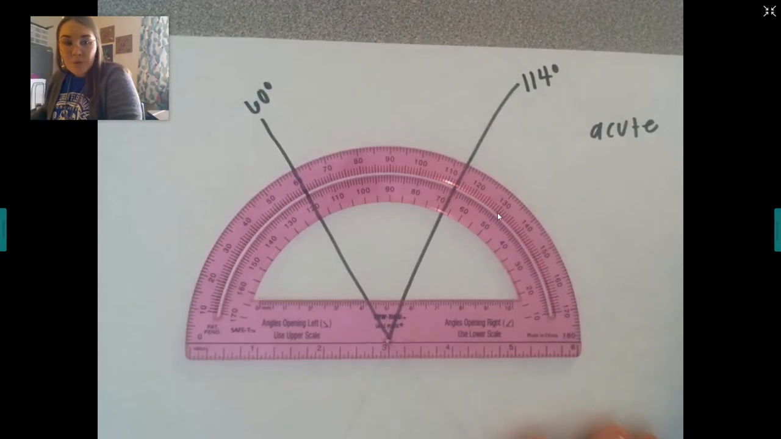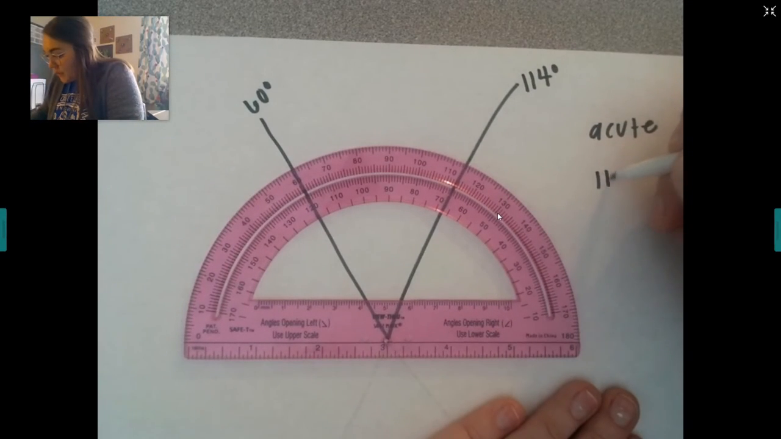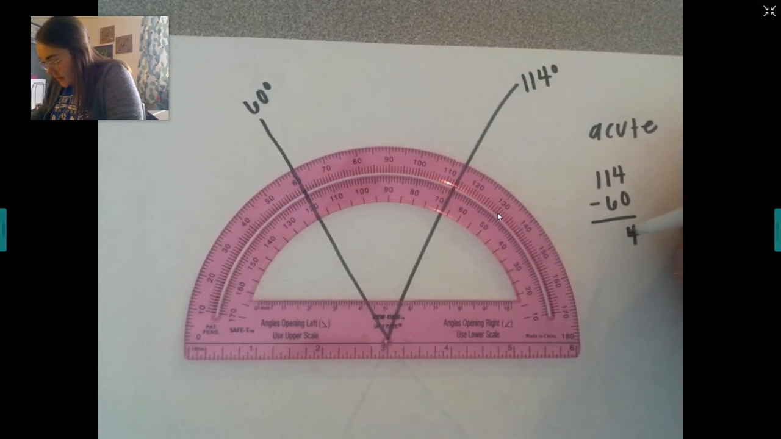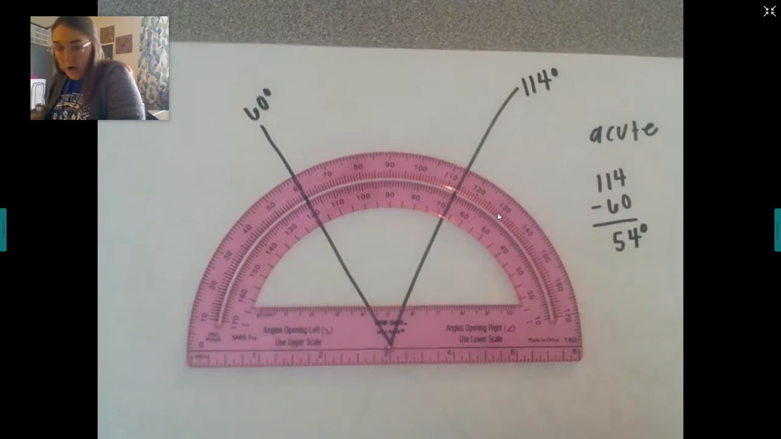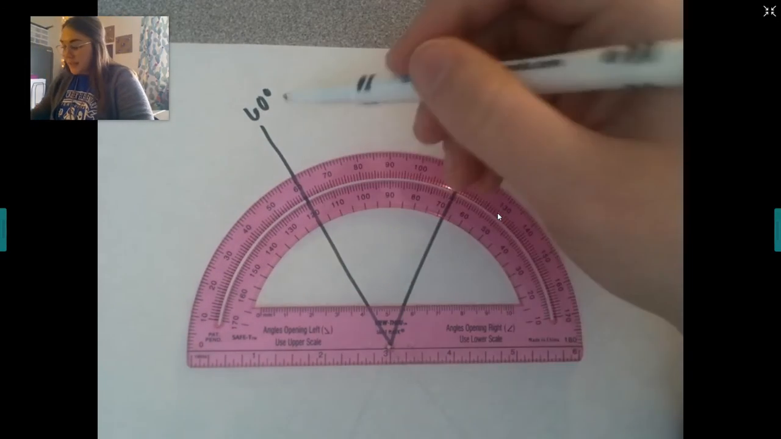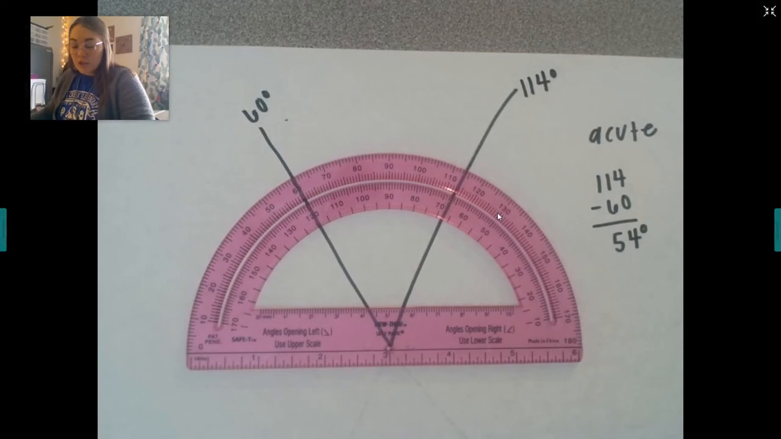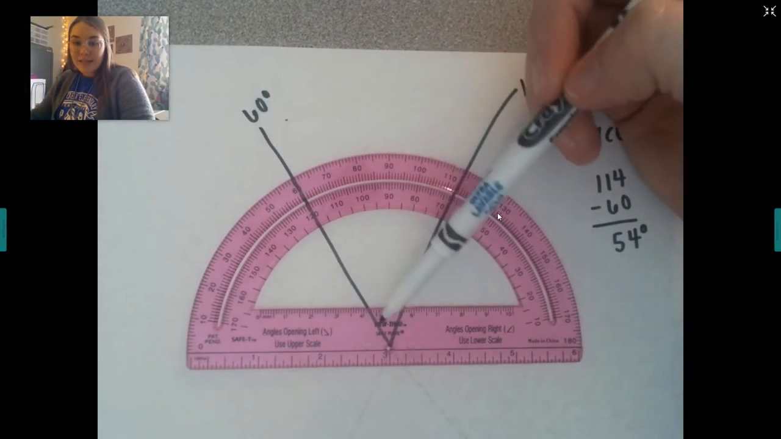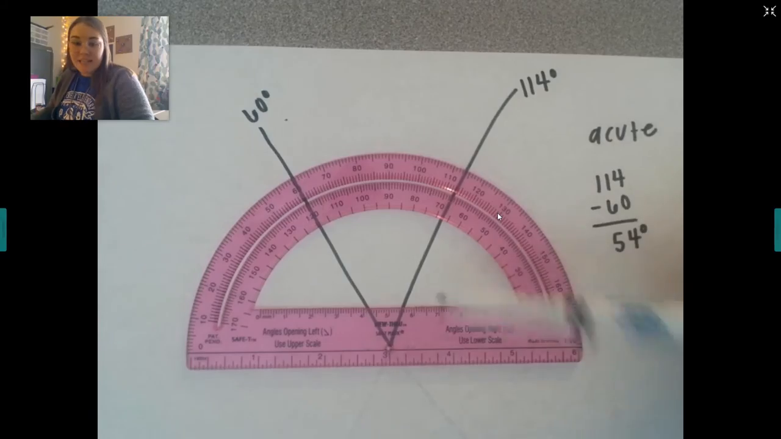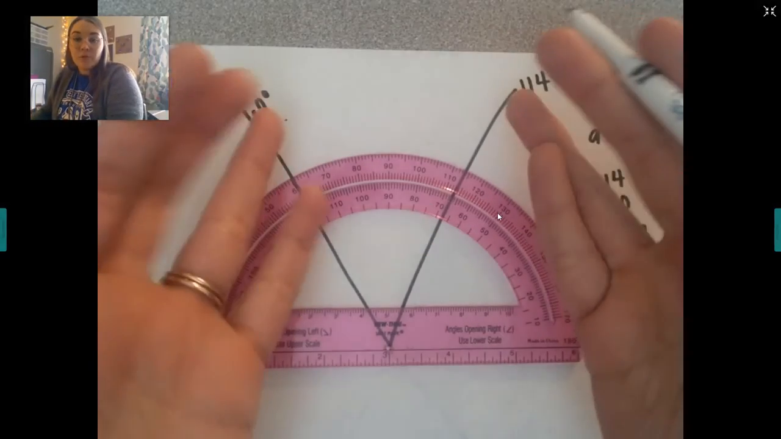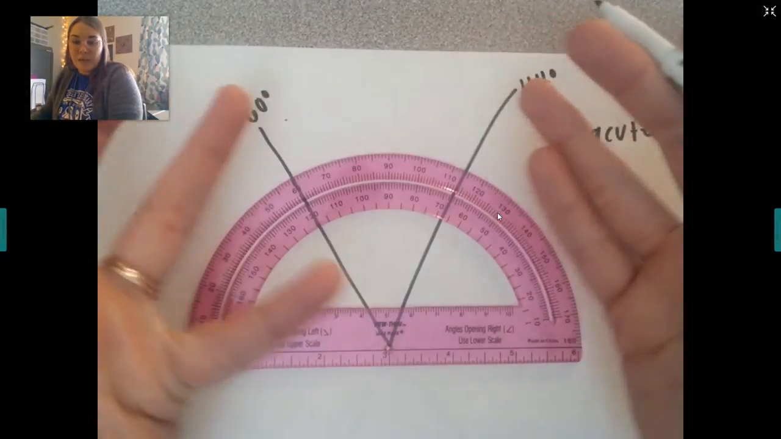So what I do is I take 114 and I subtract 60. So I would get 54 degrees. So this angle is 54 degrees. So you would tell me, okay, this side says 60, this side says 114. And if you subtract the two, you're going to get the space in between.